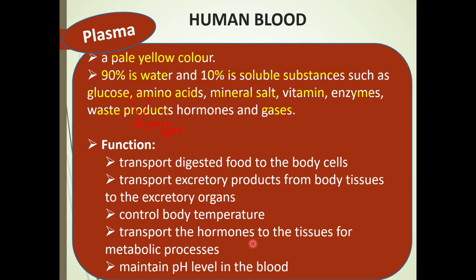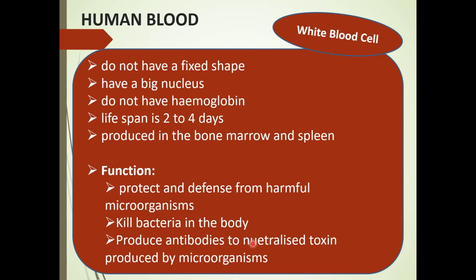Next is the white blood cell. The white blood cell does not have a fixed shape and has a big nucleus. It does not have hemoglobin, and the lifespan is very short, only about 2 to 4 days. It is produced in the bone marrow and also in the spleen.